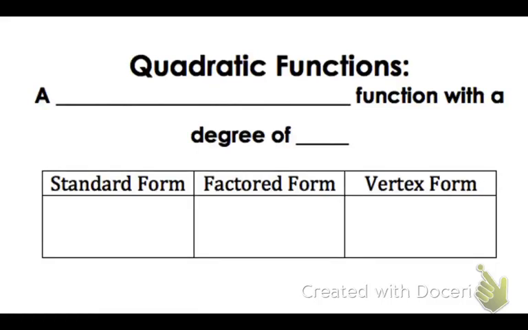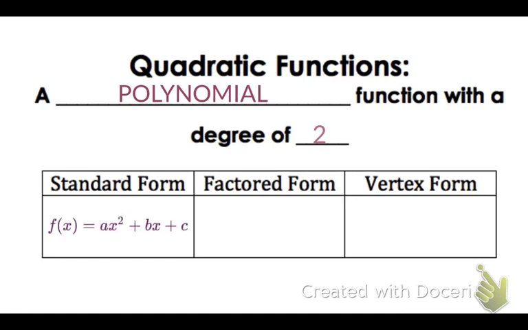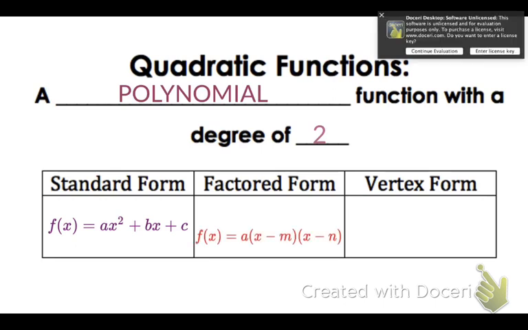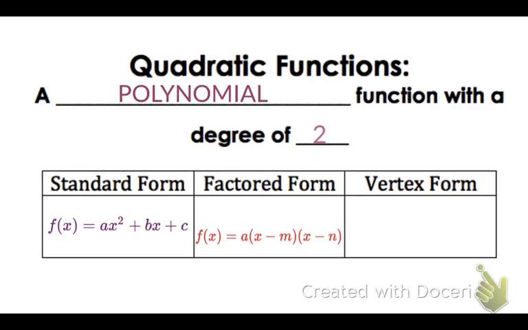So again, today we're looking at quadratic functions, a polynomial with a degree of 2. So the highest exponent that you see should be a 2. Standard form of that would be ax squared plus bx plus c. Factor form, we're taking those x-intercepts and writing it using a times (x minus m)(x minus n), so the two places we cross the x-axis. And then vertex form is typically what we would use for transformations: a(x minus h) quantity squared plus k.